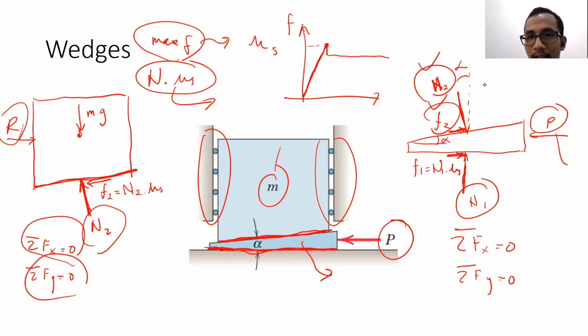Okay, this is the basic theory of the wedge. So if you want to put the wedge in, this is the free body diagram that will be happening there. This is the first free body diagram.